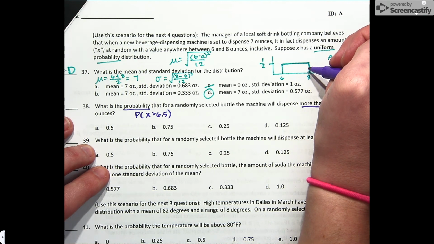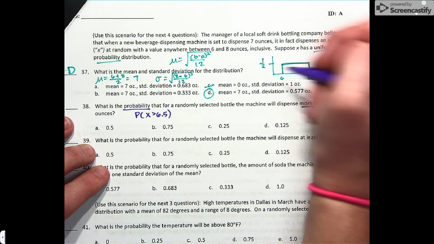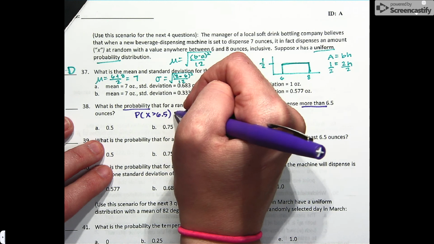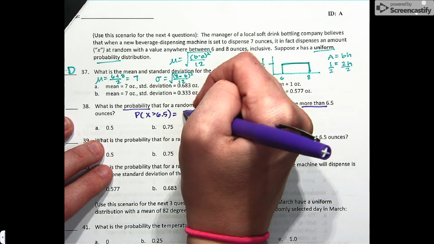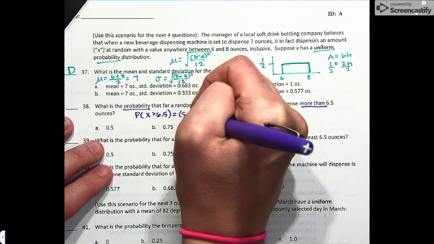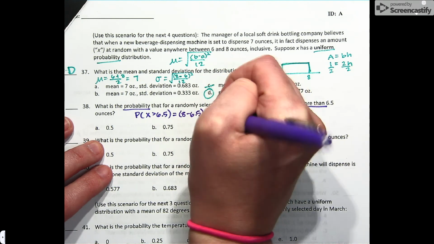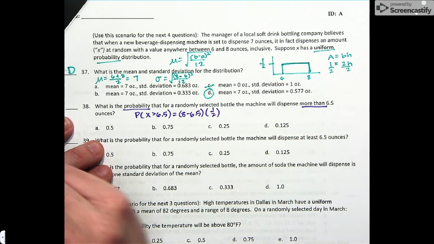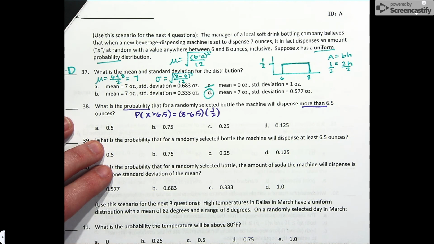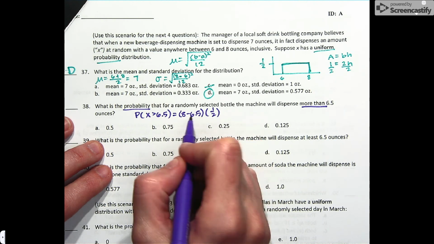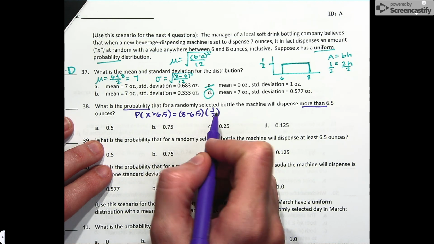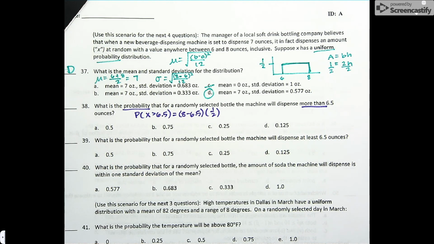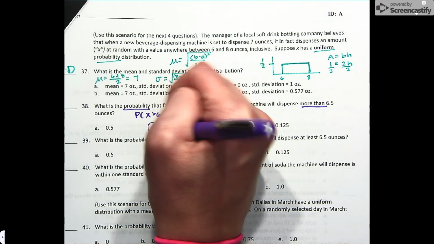This curve does not go to infinity and negative infinity like normal curves do. So since there's a max, you're going to find the length between 8 and 6.5 and then multiply that by the height. Because remember, to find the probability underneath the curve, you just find the area underneath the curve. And since it's a rectangle, it's just base times height. So you find the length for the new base times the height. So if I type that in, I get 0.75.